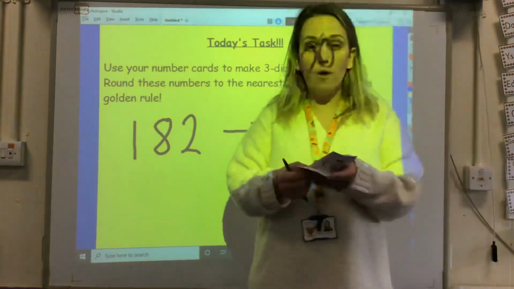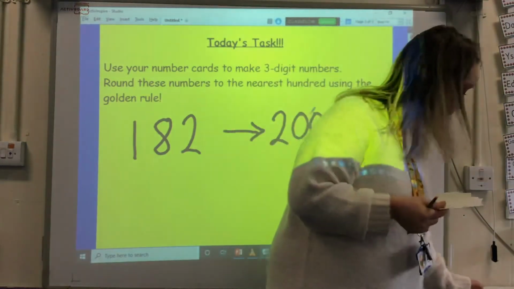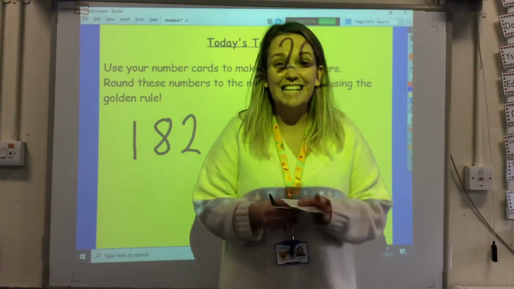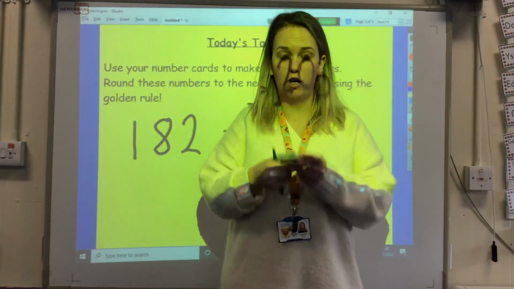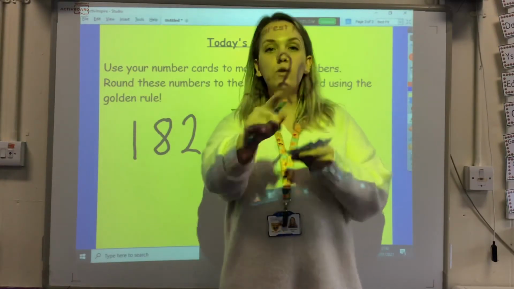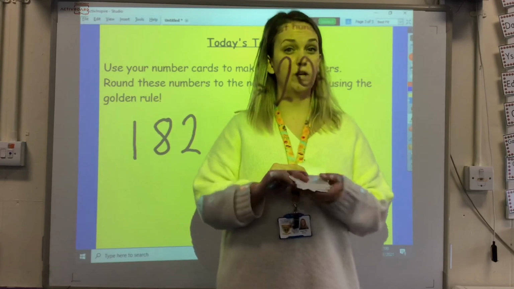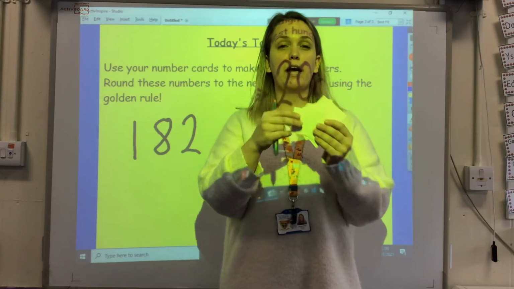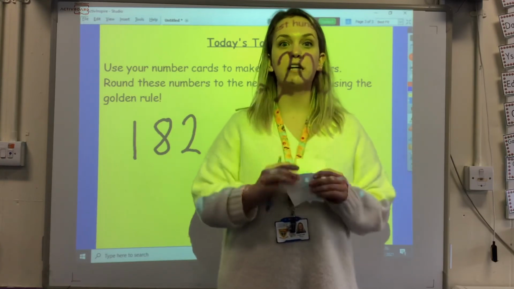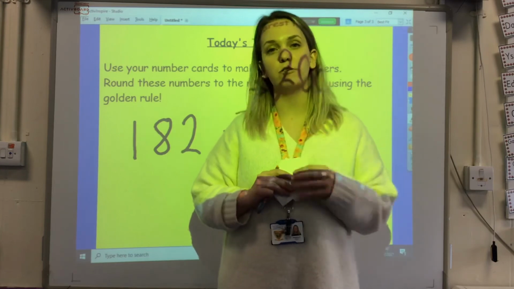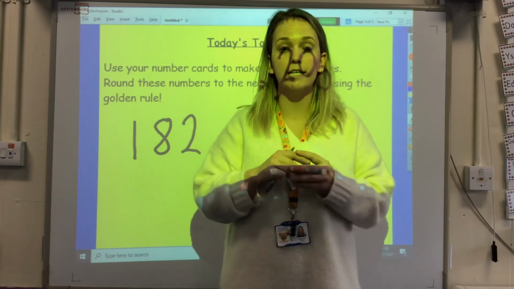Now I want you to do that with your digit cards. Make your own numbers. And I want you to do that at least 10 times. Okay, so lots of really good practice. If you want to challenge yourself a little bit further, you could pick out 4 digit cards, and that would make a number in the thousands that you need to round to the nearest 100 instead.